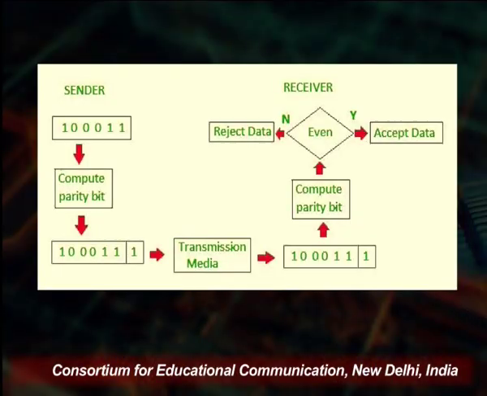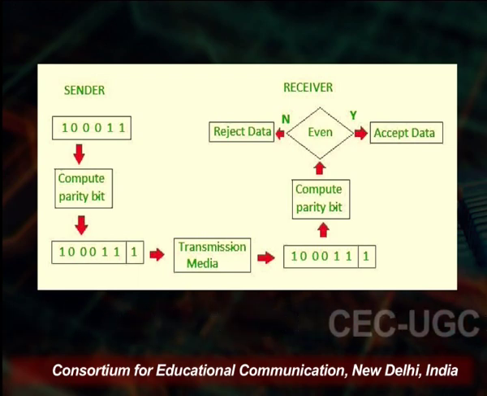But this is a very basic or naive method of checking the error, which has its own disadvantages or loopholes. In order to understand this parity check, let us see it with the help of a figure. At the sender's end we have a bit stream which is 1000 11, and after computing the parity bit we are adding one more bit which is 1.